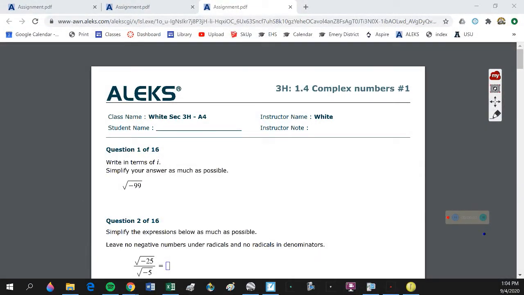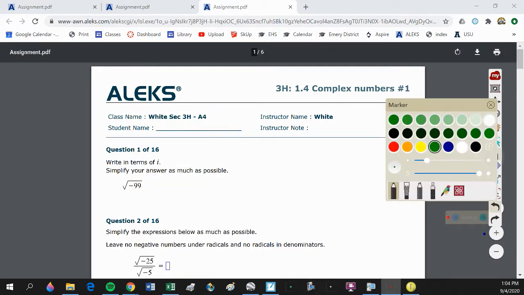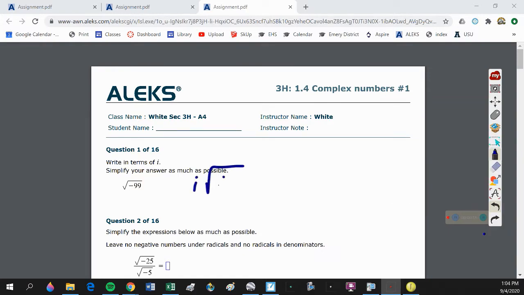All right, 1.4. Simplify as much as possible. So the square root of a negative number is the same as i times the square root of that number.